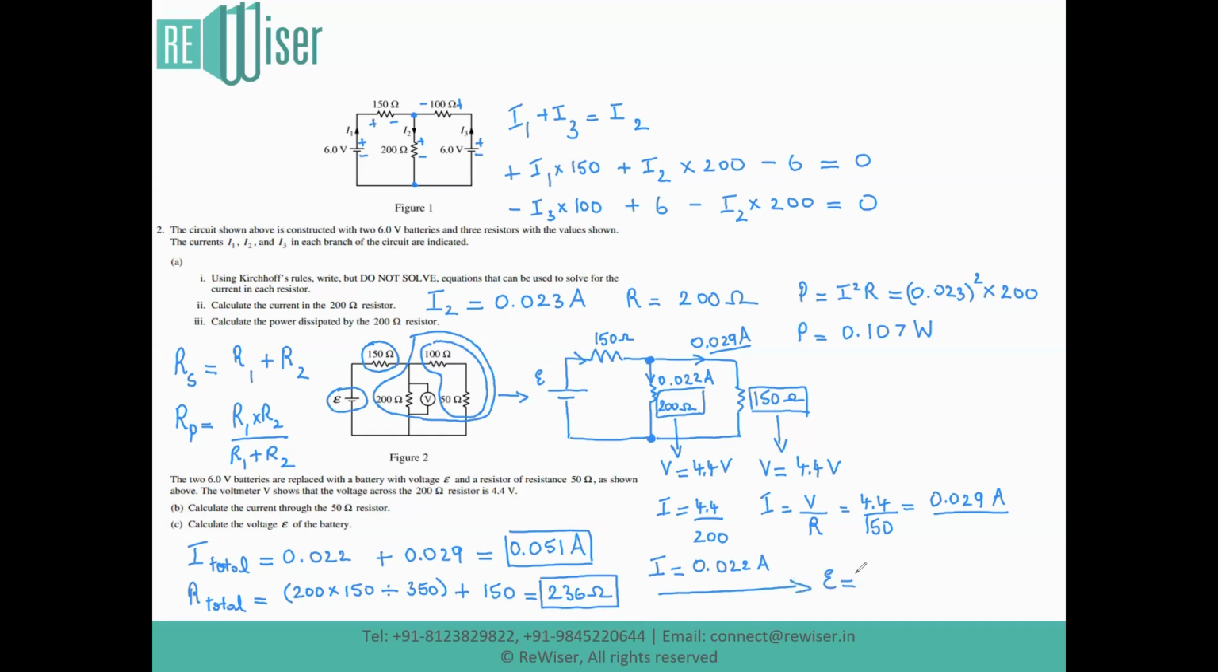epsilon is equal to I total times R total. This gives us the value of epsilon to be approximately 12 volt. This concludes the solution to this question. Thank you.